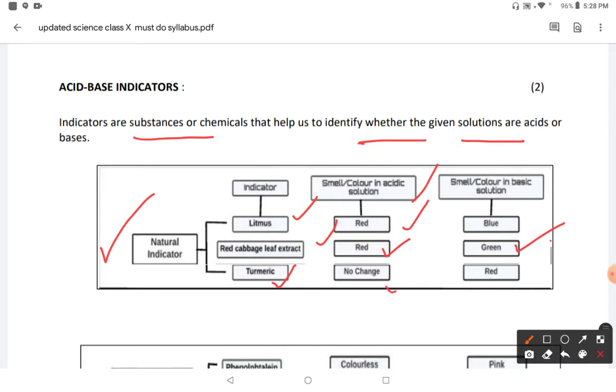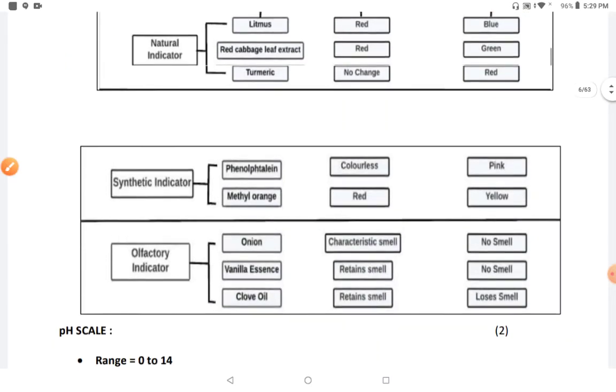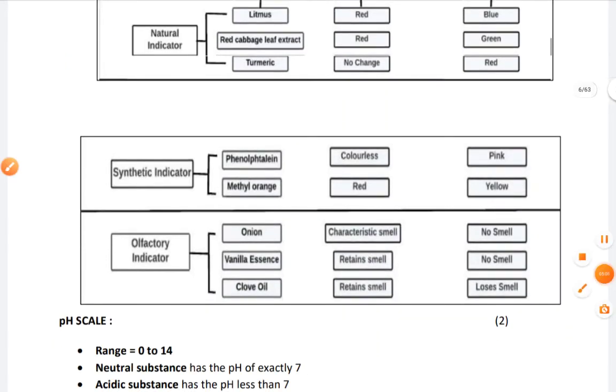Turmeric shows no change in acid, but when you rub soap on the turmeric, or haldi, it becomes reddish brown in color. So soap is basic in nature. Turmeric is an indicator which shows that soap is basic in nature. These are the natural indicators which show the presence of acids and bases.